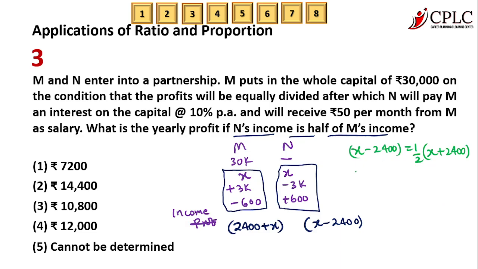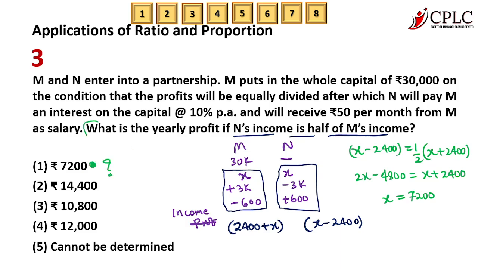This 2 goes here, gets multiplied. So 2x minus 4800 is equal to x plus 2400. This x comes here, gets subtracted. This 4800 goes there, gets added. 2400 plus 4800 is 7200. Again, do not mark this answer.